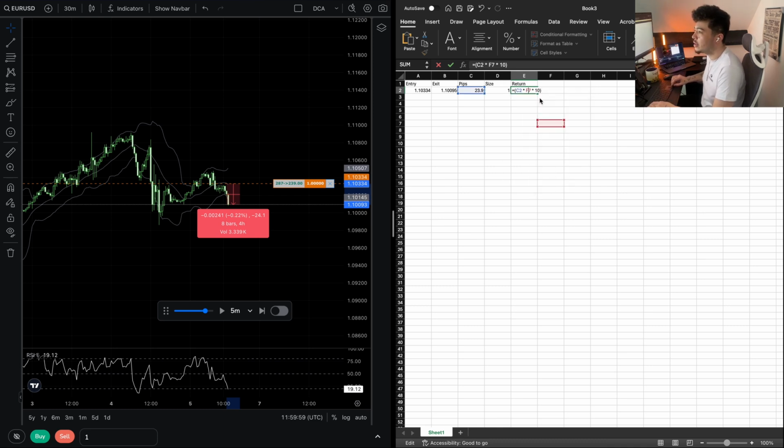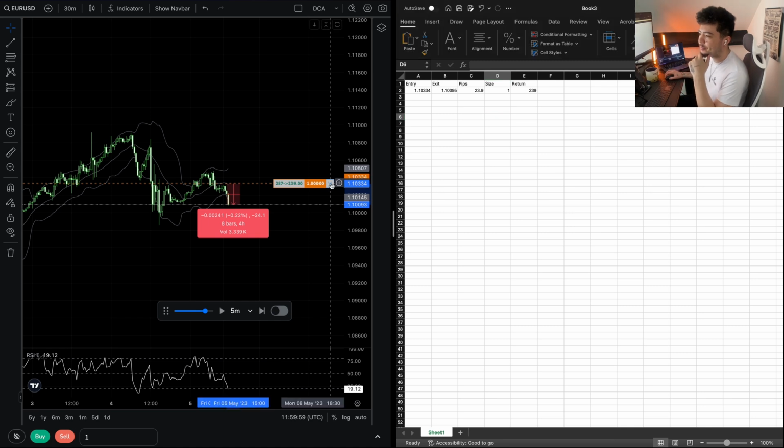And then the size is D2 as well. There you go. So you can see 239 profit and 239 return. So there you go. That's what I mean. We can figure out these things quite nicely and very, very quickly as well. Again, once you've got the formula in, you can just copy and paste it, and it's very, very fast after that. So there we go.